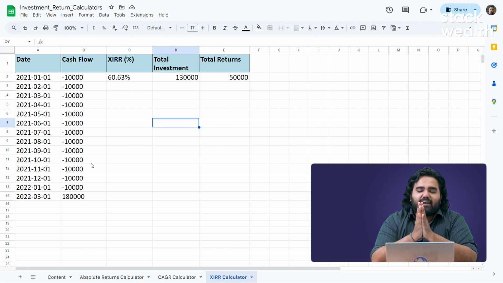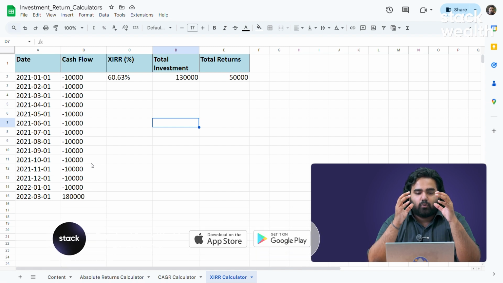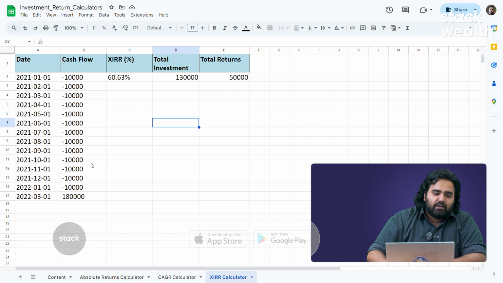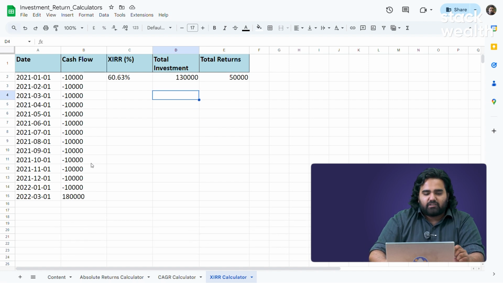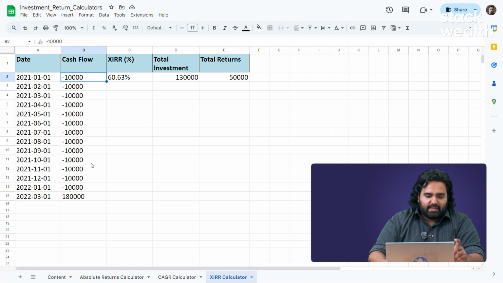So XIRR is great to give you an idea of how your investments perform, even if you invest on an irregular basis. The whole point of XIRR is irregular cash flows, to understand how your investment performed if your investments are irregular. So we are right now starting our first investment on 1st January 2021. The investment of 10,000 rupees. Ignore the fact that it says minus over there, not important. But that is a 10,000 rupees investment on 1st January 2021.